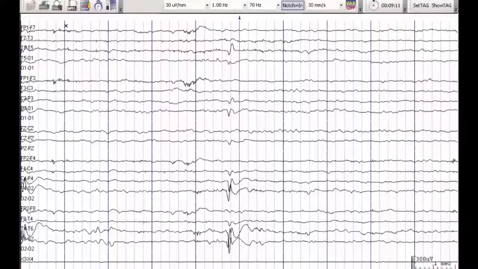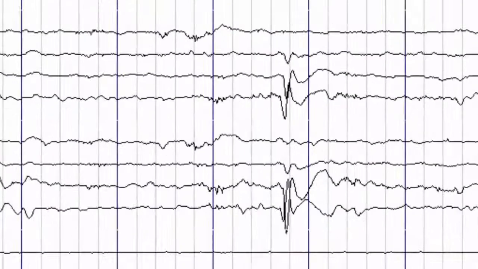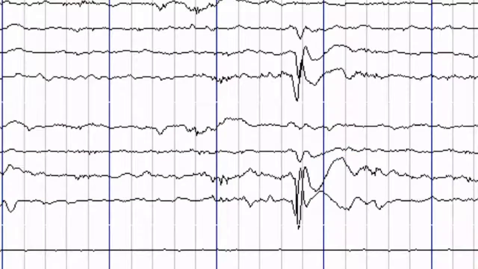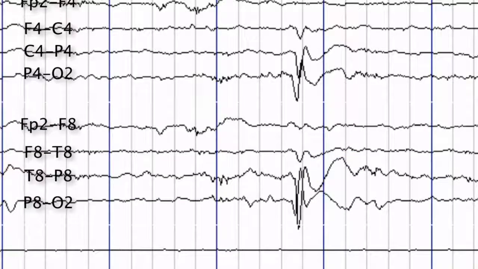I have chosen a recording from a different patient to show you a slightly different focal epileptiform discharge. This discharge follows all of the rules we have established for focal epileptiform discharges. It is sharply contoured. There are multiple phases. There is a disruption of the background rhythm. There is a large aftercoming slow wave, perhaps best seen in the posterior temporal region, and there is a field that makes sense.